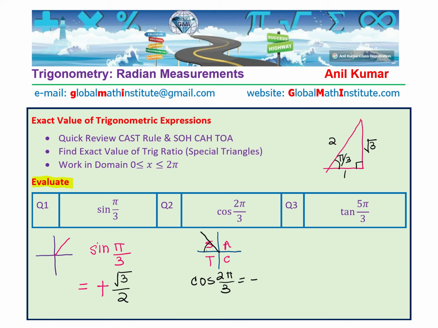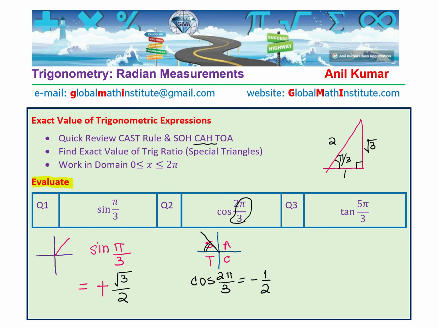Now, what is the related acute angle? The angle which we are considering is pi by 3. So that's the triangle we have to look into. The same triangle. Purposely, I'm taking one triangle for all the three examples. Now, cos is the ratio of adjacent to hypotenuse. That means 1 over 2, but negative. You see that?